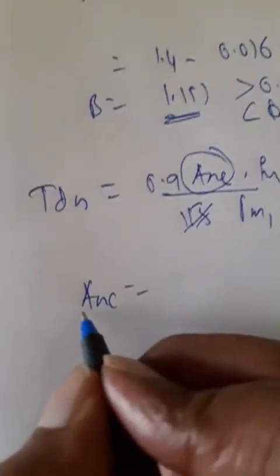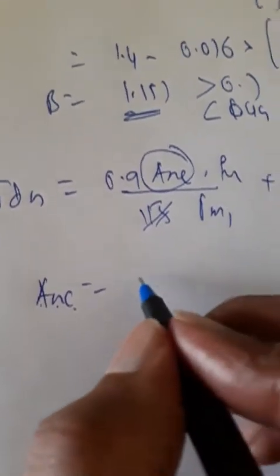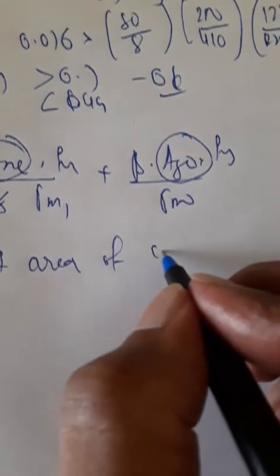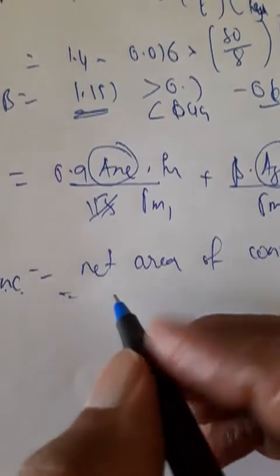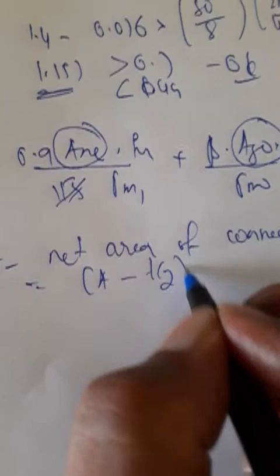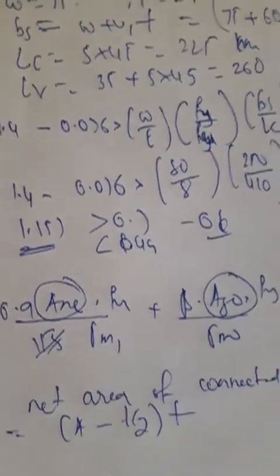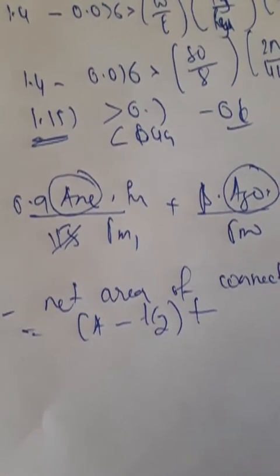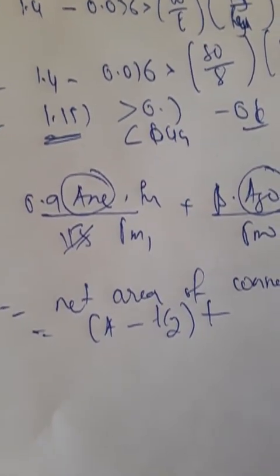So Anc: A is area, N is net, C is connected leg. Net area of connected leg. So the connected leg is a minus t by 2 into t. So you are having the value of the net area of the connected leg. Sorry. Okay, 1 second.